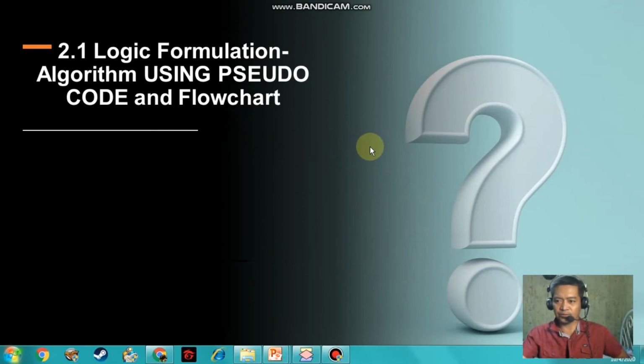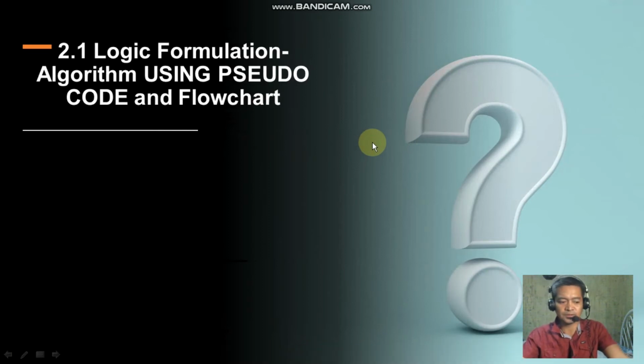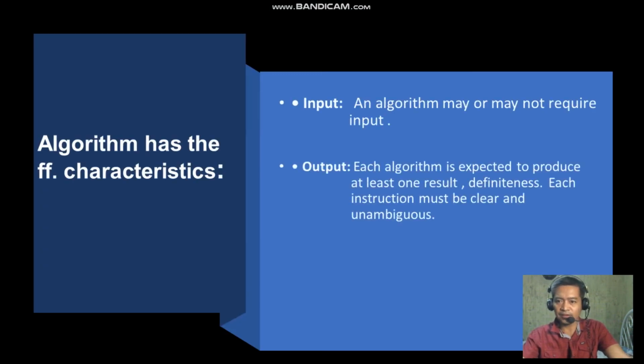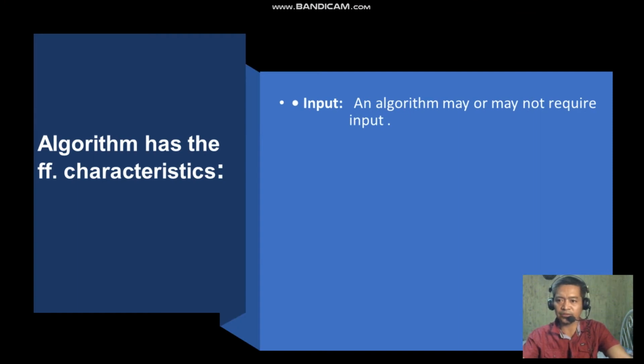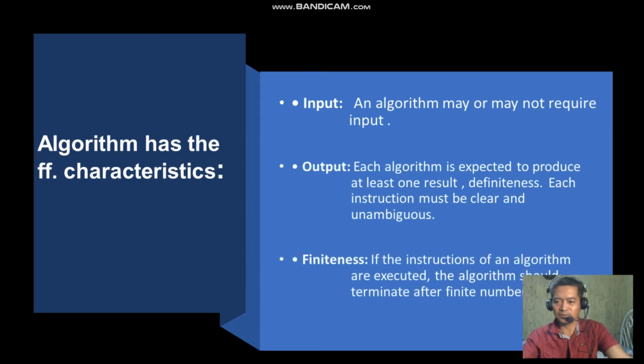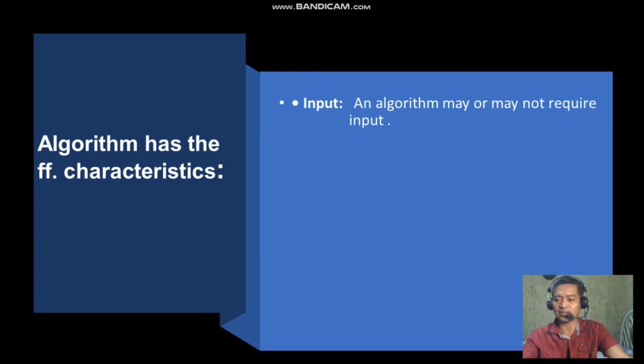So we have defined algorithm, and an algorithm has the following characteristics. These will be our guidelines in creating our algorithm, aside from the procedures on how to create one. The first characteristic: an algorithm may or may not require an input. Bakit may or may not, kasi meron naman mga output results ng program natin na walang required interaction with the user.